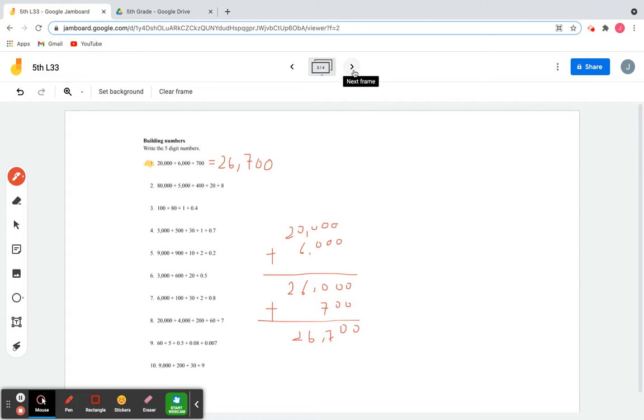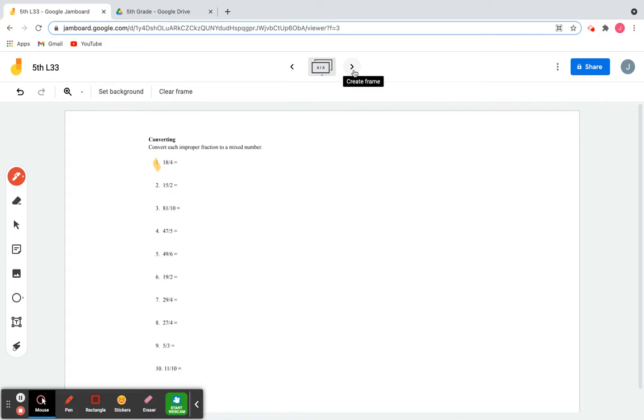Alright, so let's move on to the final page, and we have converting. So we're going to convert the improper fraction to a mixed number. So let's work on number 1. We have 18 over 4. So I'm going to divide 18 by 4. So 4 goes into 18, and we get 4, right? 4 times 4 is 16. And then we subtract it, and then we get 2. So this is the remainder.